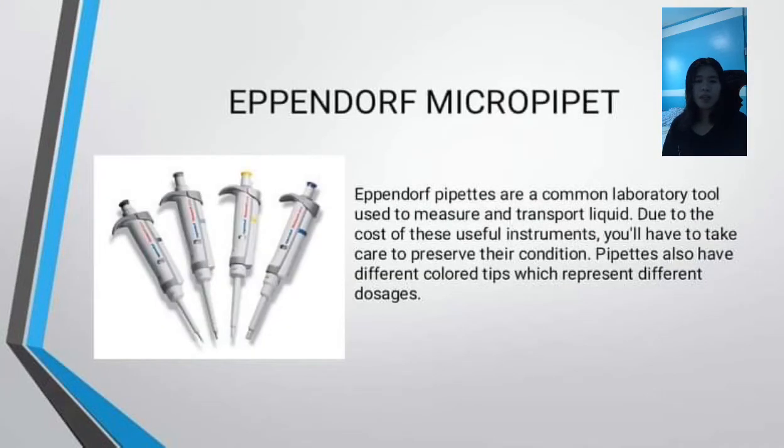The Eppendorf micropipette. Eppendorf micropipettes are common laboratory tools used to measure and transport liquid. Due to the cost of these useful instruments, you'll have to take care to preserve their condition. Pipettes also have different color tips which represent different dosages.